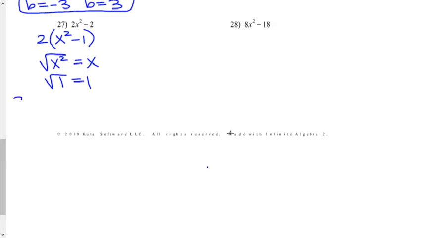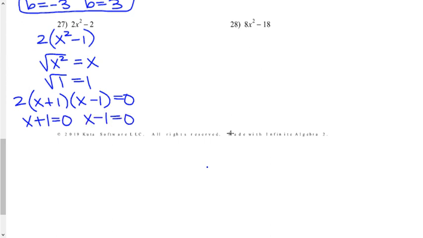All right, so my 2 stays out front. I add those 2 numbers together, and then I subtract them. And now I have to solve. X plus 1 equals 0, and x minus 1 equals 0. I get x equals negative 1, and x equals positive 1.